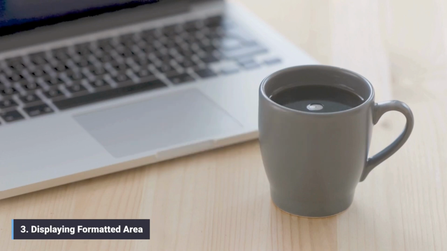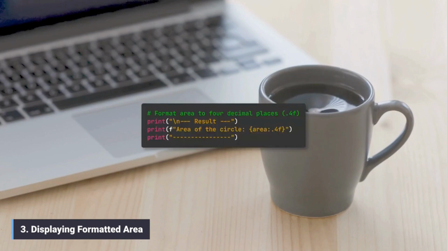3. Displaying formatted area. The area is likely a long decimal number. We use an f-string to display the final result, rounding it to 4 decimal places, which is standard practice for scientific calculations.